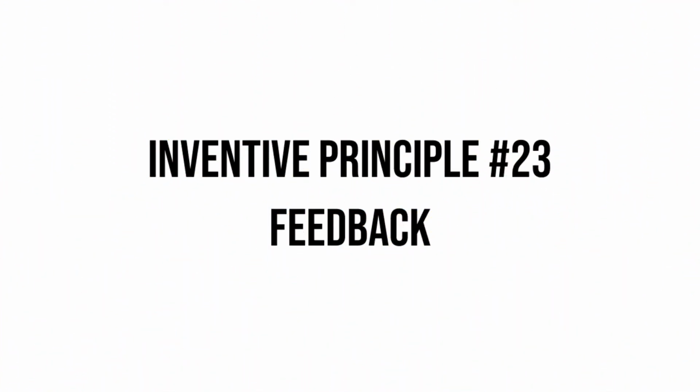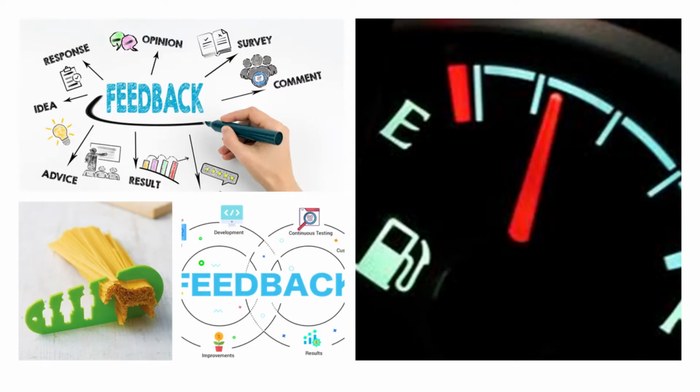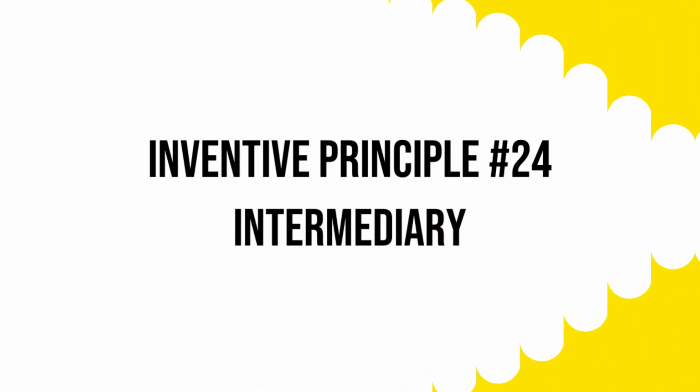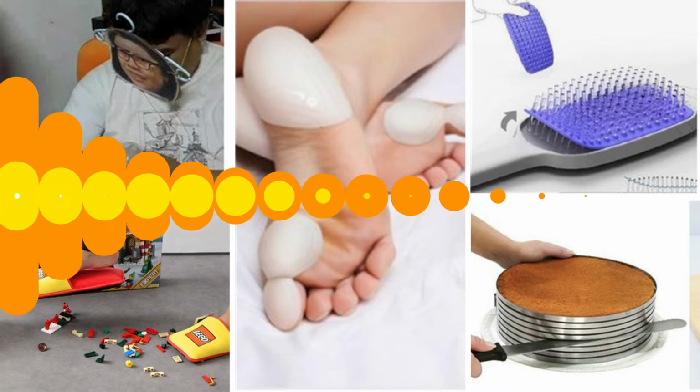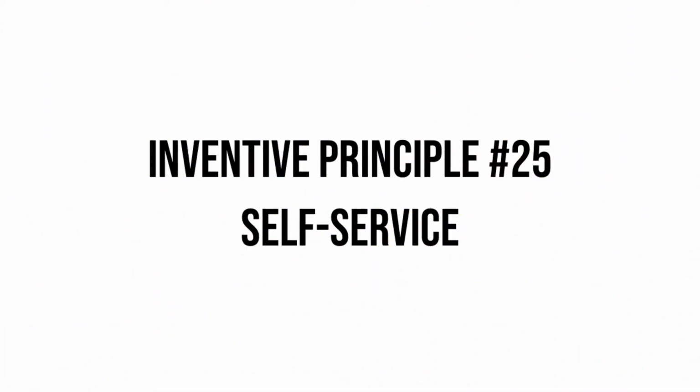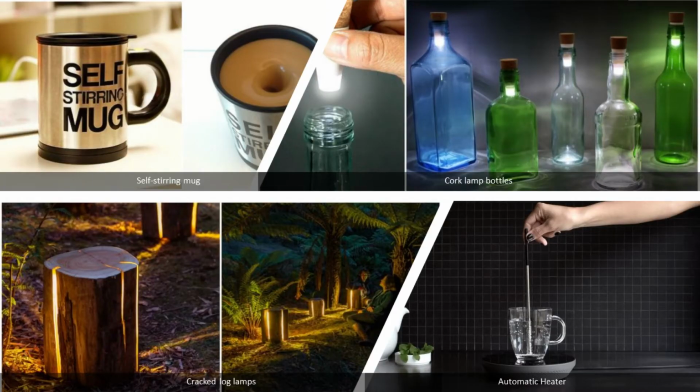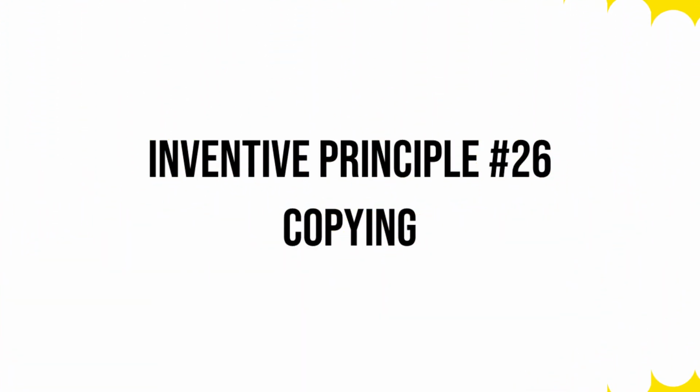Feedback. Provide information to enhance an operation. Intermediary. Use an object or a process as an intermediary. Self-service. Make an object service itself fully. Copying. Use simple and easily available model copies.